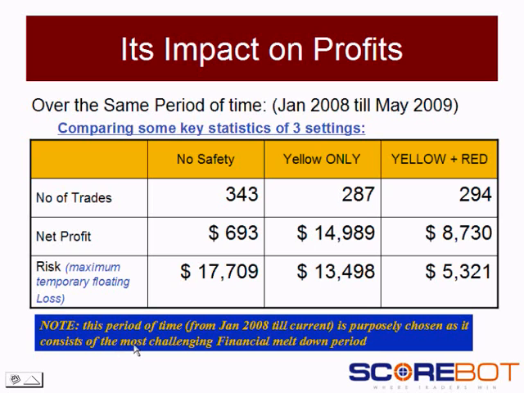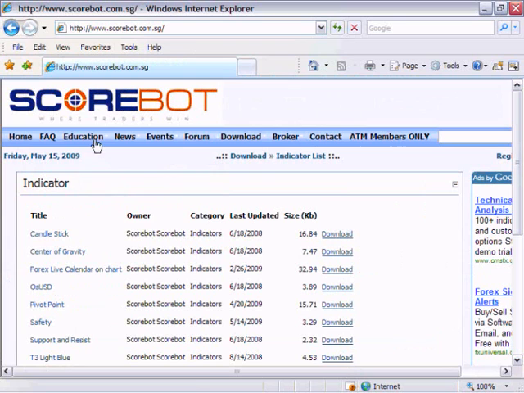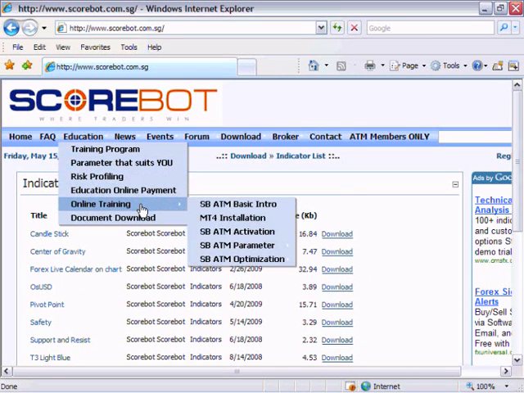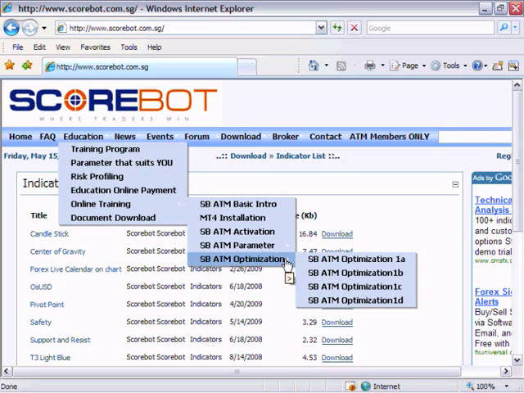So going back to Scoreboard website, there are lots of videos that are being uploaded. You can always take a look under parameter and under optimizations. Revisit all these videos so that you are familiar with all the strategies.